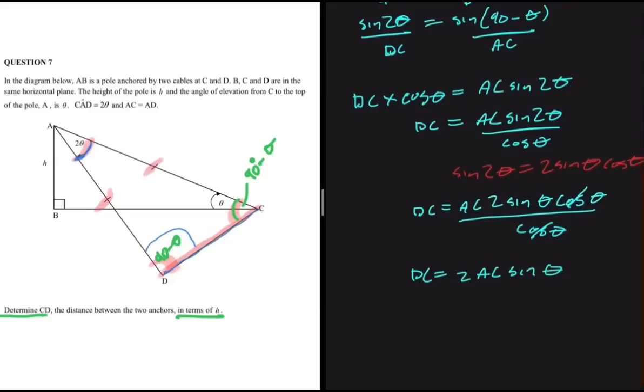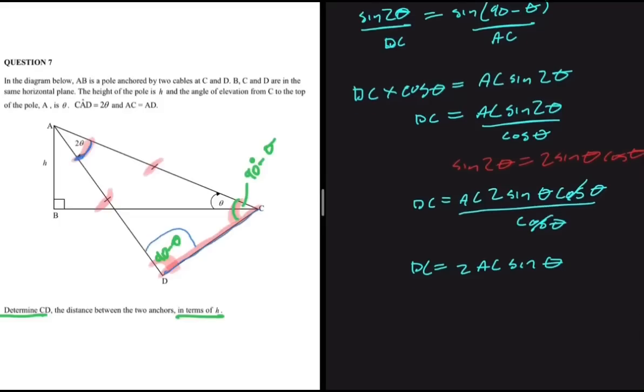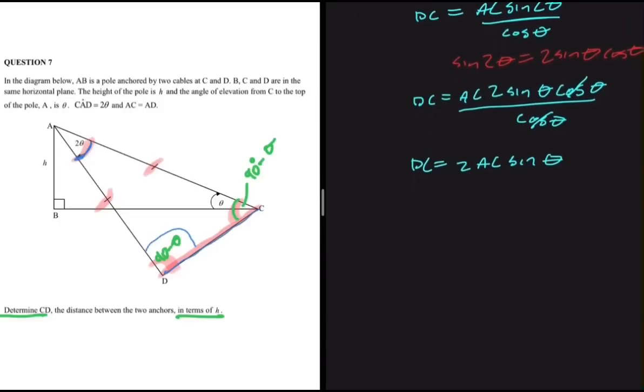But then we're supposed to determine DC in terms of H, right? So how are we gonna do that? Now, this is what I was talking about. Starting from the triangle that has the most information, moving to the triangle that has the least information. So now we're looking for the length of AC. So let me just highlight AC here for you. We're looking for AC, right?